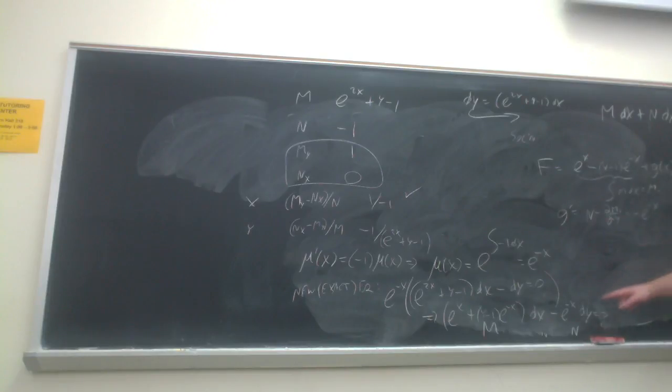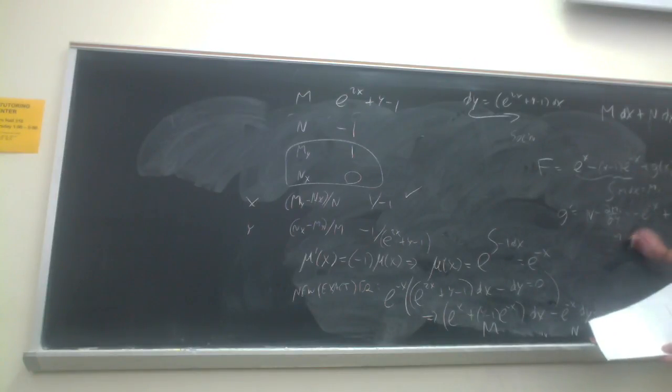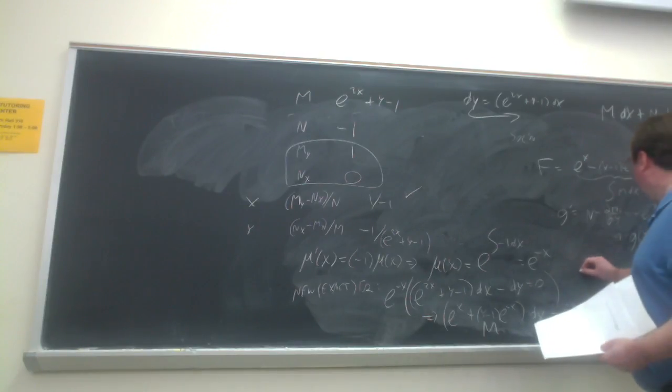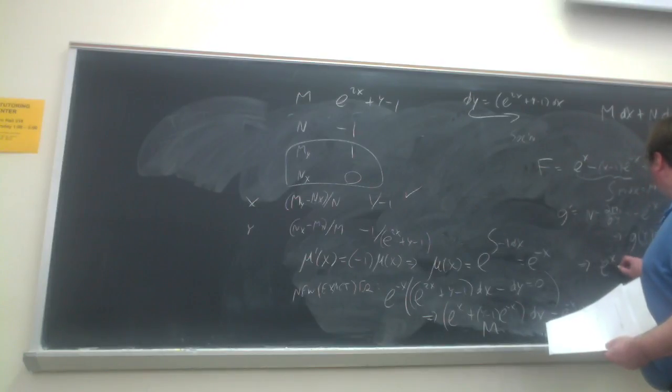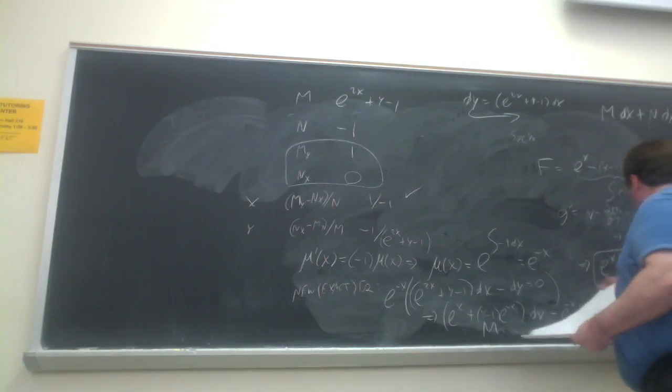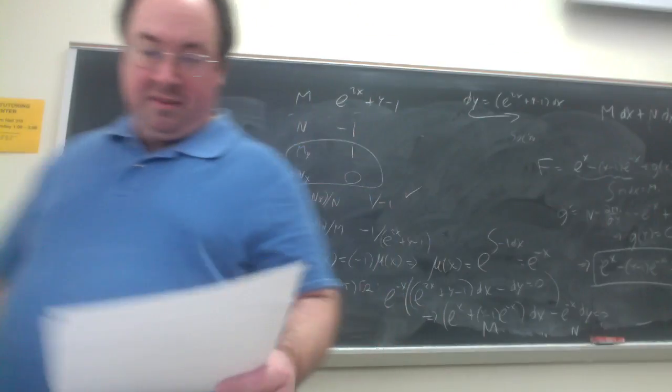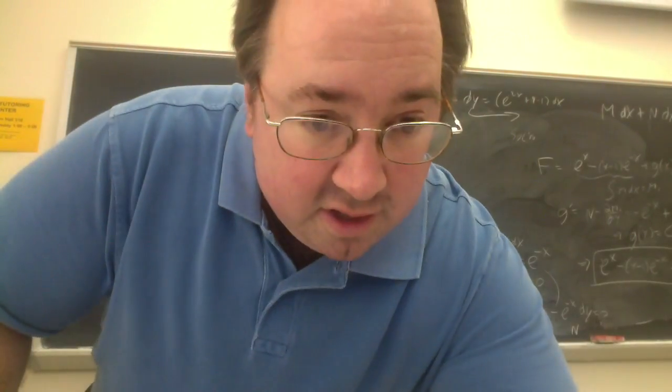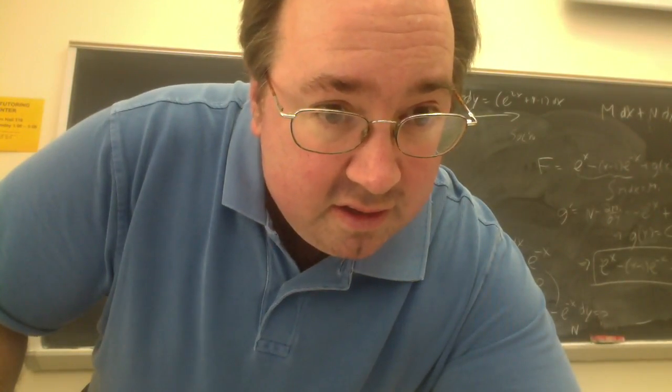Okay, so therefore g of y is just a constant. Call it c. So now your solution is e to the x minus y minus 1 times e to the minus x plus c equals 0. That's your final answer. Okay. Alrighty.